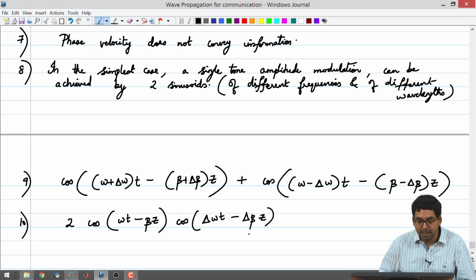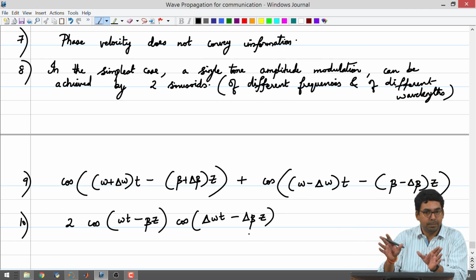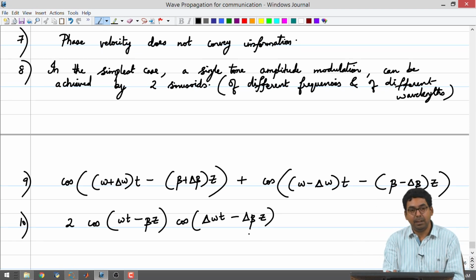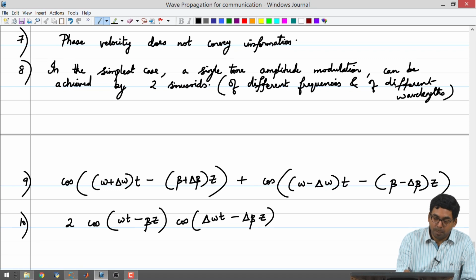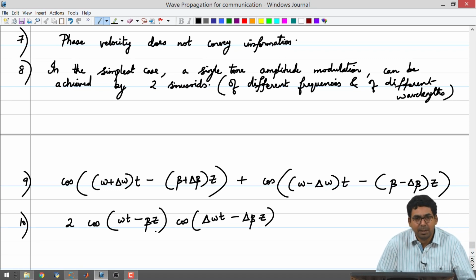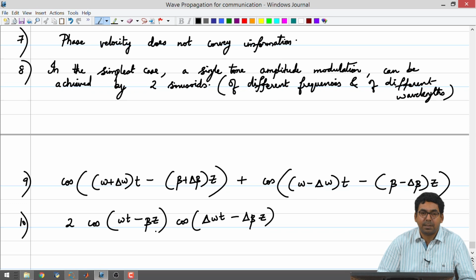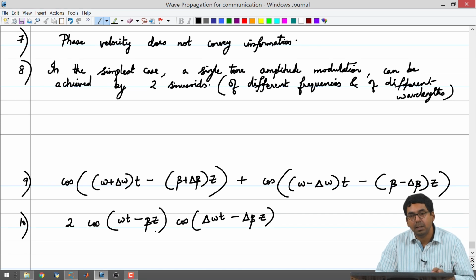Now, I can see that I started with two waves of slightly different frequencies and wavelengths, added them up together, and I could also rewrite the same expression as a product of two sinusoids. The first term is a cosine having omega t minus beta z. We are very familiar with this. This represents a wave that is traveling in the positive z direction with respect to time. It is a forward wave: cos omega t minus beta z multiplied with cos delta omega t minus delta beta z.